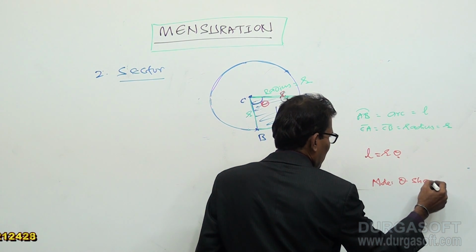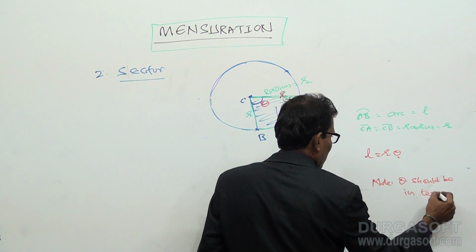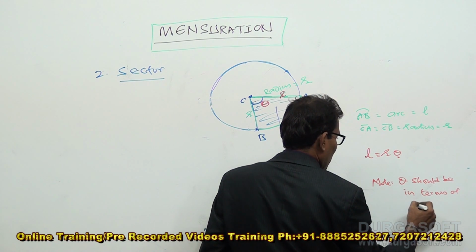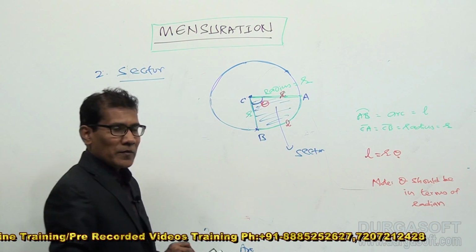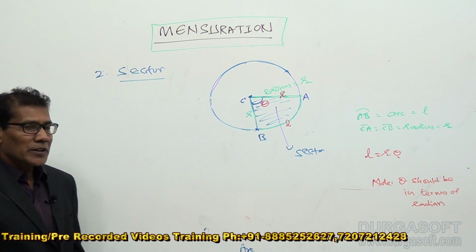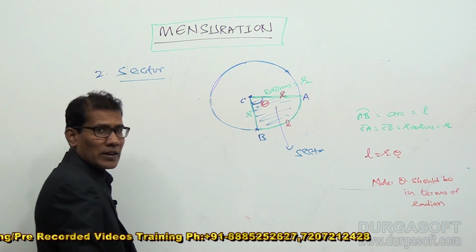L and R can be in centimeter, in meter, whatever it may be, but theta should be in terms of radian. Sometimes the theta value will be given in degrees. We need to convert it into radian to apply the relation between L, R and theta.